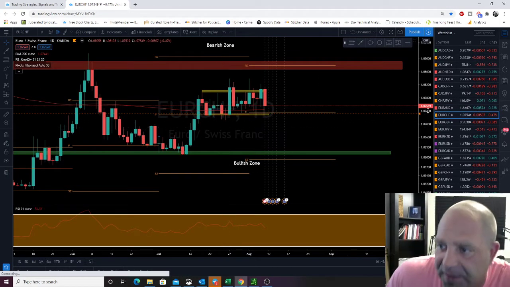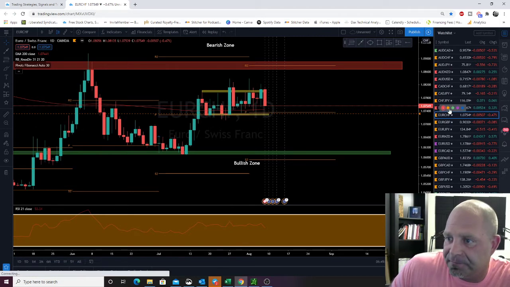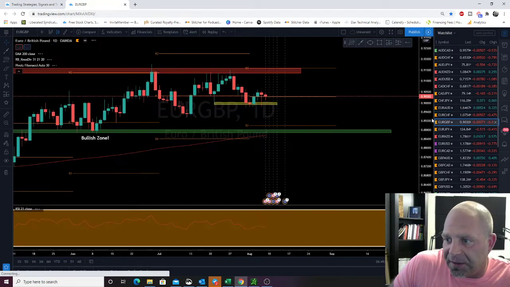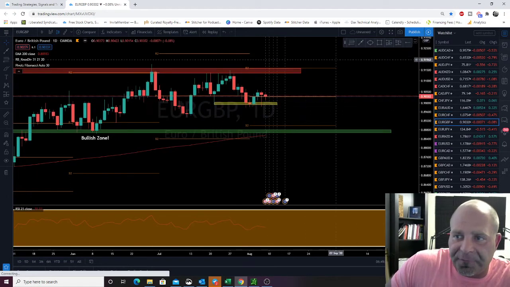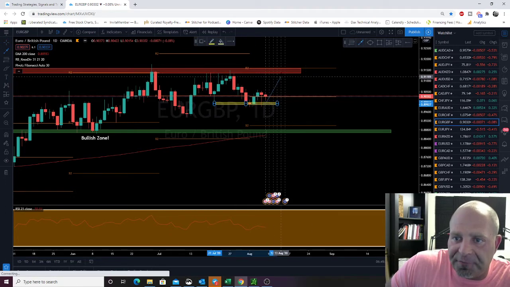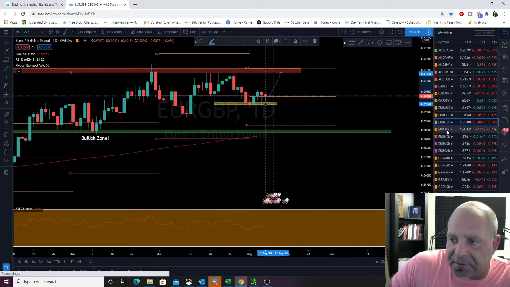Euro Swiss franc. Same thing. We're in between two really good inflection points. Euro GBP, going to look for that bounce off of that or a break through it.